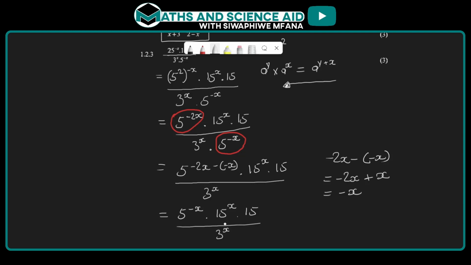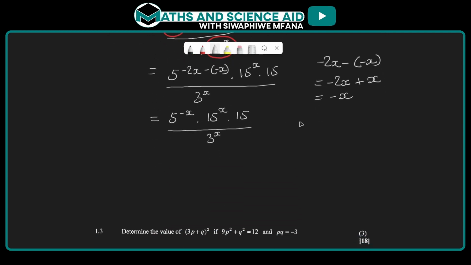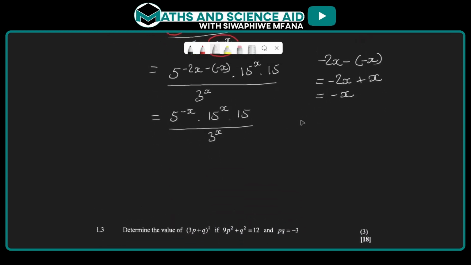And now, what can we do from here? Let us see. And so here it's clear that we need to do something in order for us to be able to do any further simplification. And so we are going to do another trick. And here is this trick.